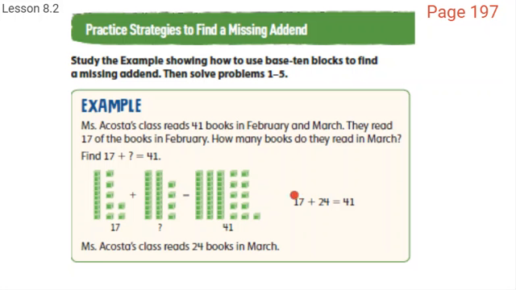And then 1. See how they decompose that number to make it so that we can say, well, wait a minute. I have 1 ten here, take 1 ten off. I have 7 ones here, take that and that. That's 6 and 7. So I'm going to have 2 10s. There's 2 10s plus 1, 2, 3, 4, and that's 24. So Ms. Acosta's class reads 24 books in March.